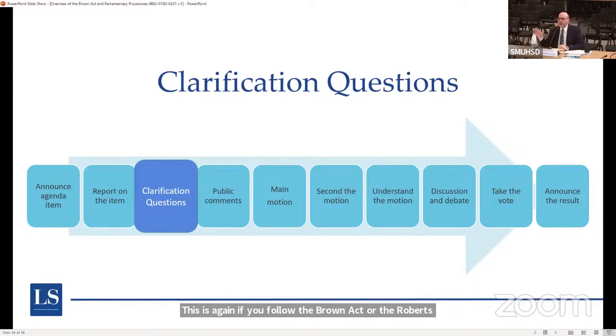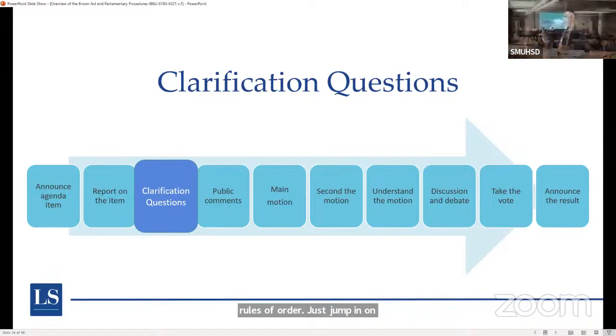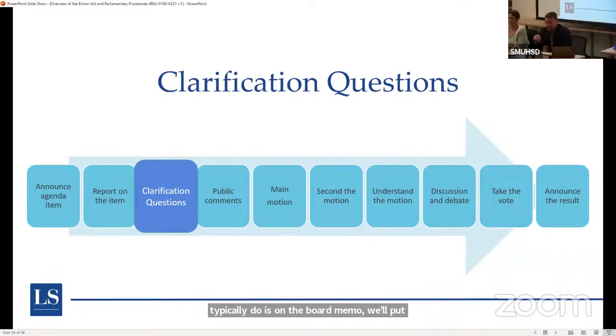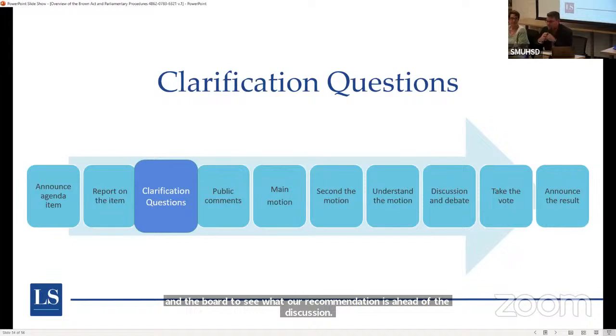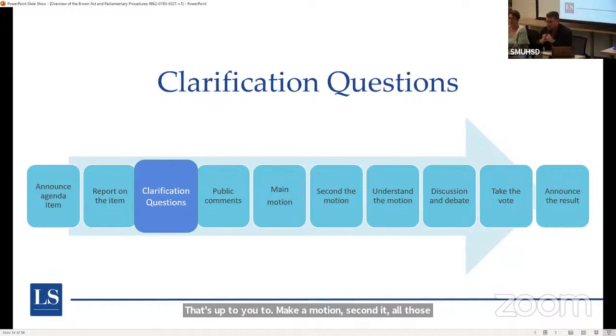Can I just jump in prior to that? So one of the things we typically do, not always, but typically, is on the board memo, we'll put the staff recommendation at the bottom. So it'll say recommendation. Sometimes it's just review and discuss. Sometimes it's take action, and the superintendent or district staff recommends that the board adopts a particular item. Right. So that it's there for the public to see even before the meeting. We post the agenda obviously before, for the public and the board to see what our recommendation is ahead of the discussion. Now it's up to you to make a motion, second it, all those kinds of things. Agree or disagree, but it's important that you know our recommendation.